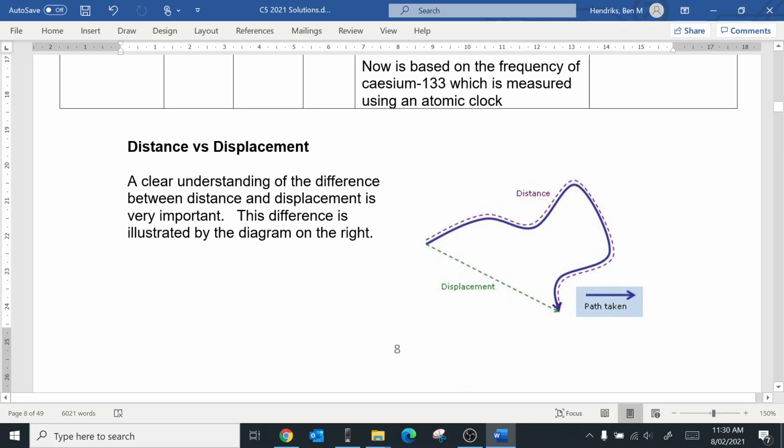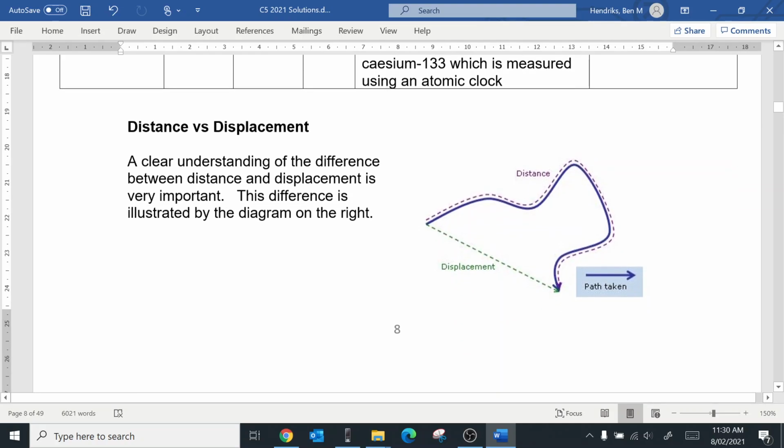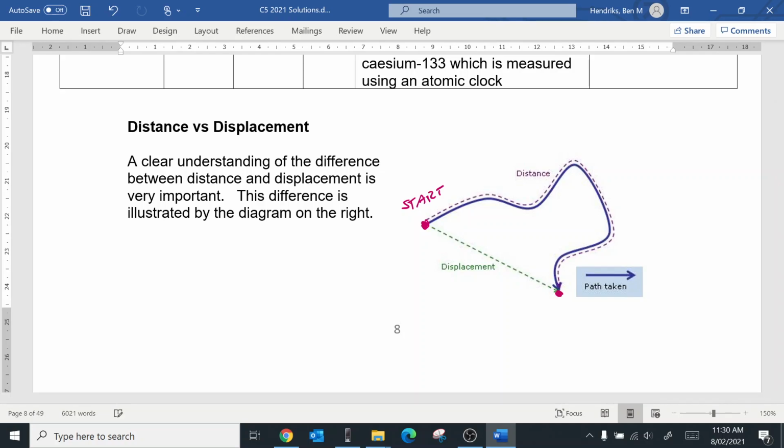So distance versus displacement. Let's imagine that we're travelling from this point, our start point, to our finishing point here, which we'll call the end point. We start here and end here. Some people have to drive their car and follow the road, so they're going to have this distance along here.